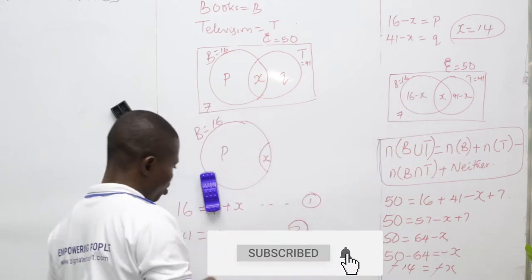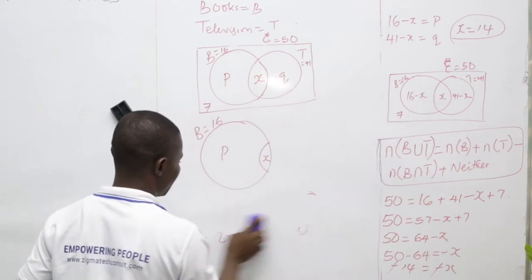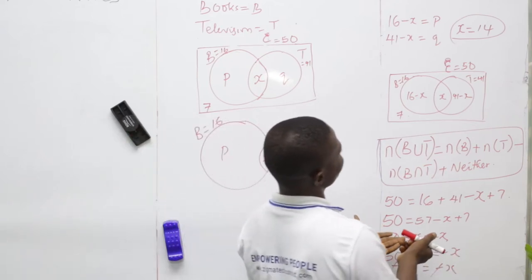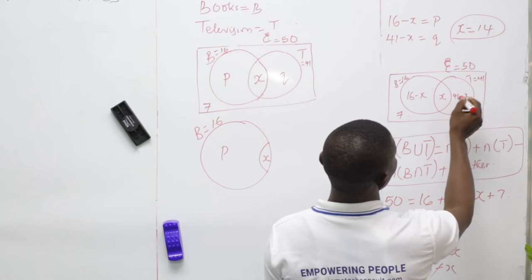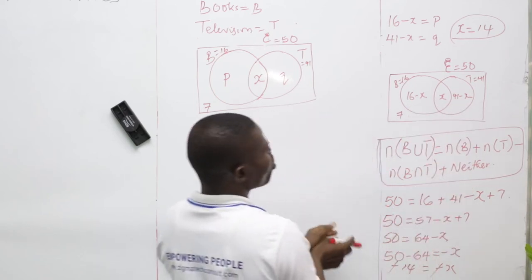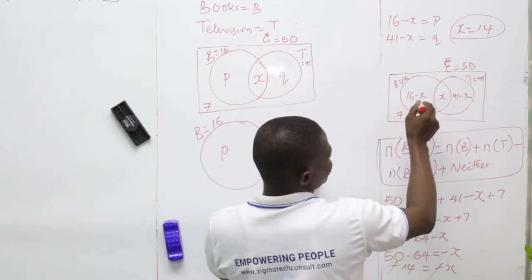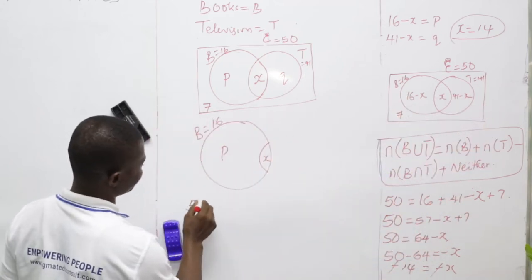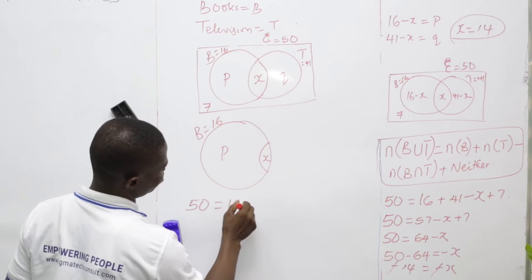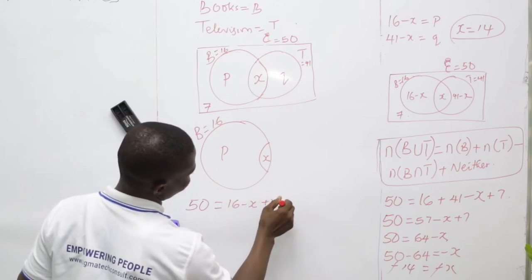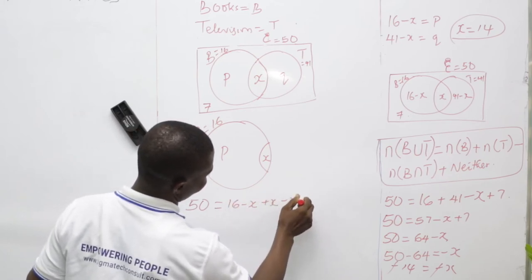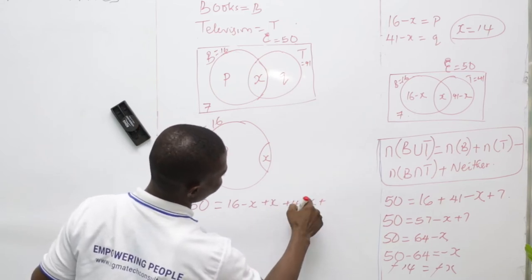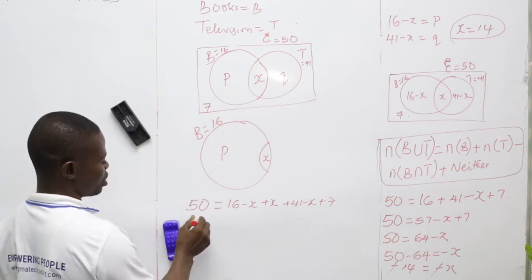But I prefer this equation one because the analysis is very easy. You analyze and combine whatever you have. Look at all you have here. Watch them. I have this, this, this, this. Meaning, who is the owner of these places? This, this, this, this, meaning the universal set. That's to say that 50, the universal set, equals 16 minus X plus X minus S, plus S plus 41 minus S plus 7.